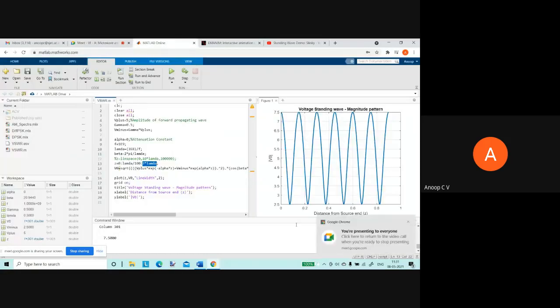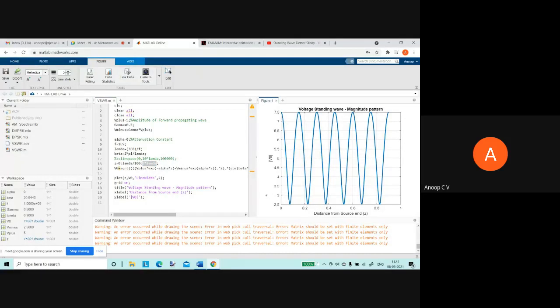Yes, lambda is 30 centimeters. Here you can see the maximum value we verified was 7.5 and the minimum was 2.5. The first maxima happens at 0, the second maxima at z equal to lambda by 2, the third at lambda, and the fourth at 3 lambda by 2, and so on. For the minima, the first minima occurs at lambda by 4. You can observe it here.